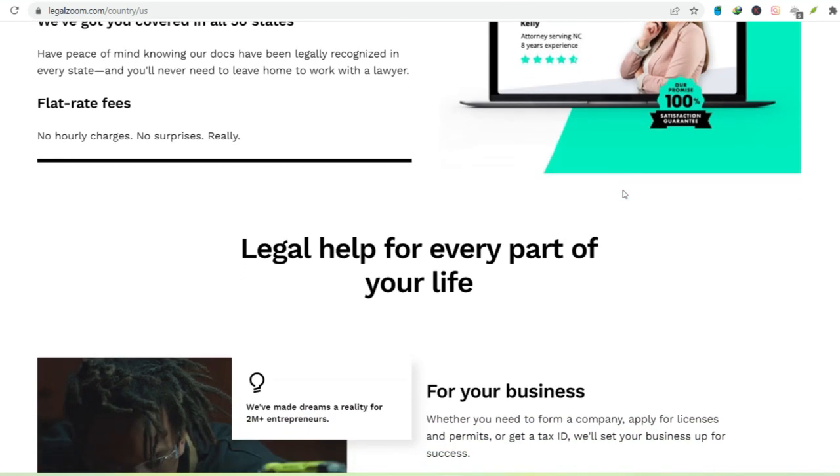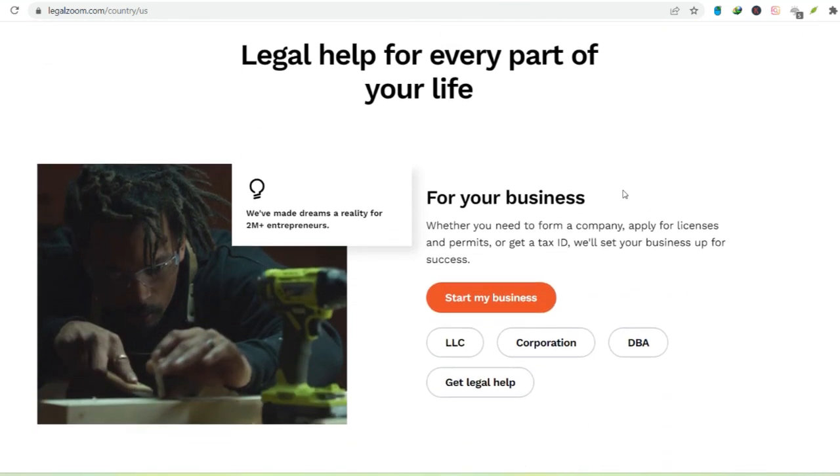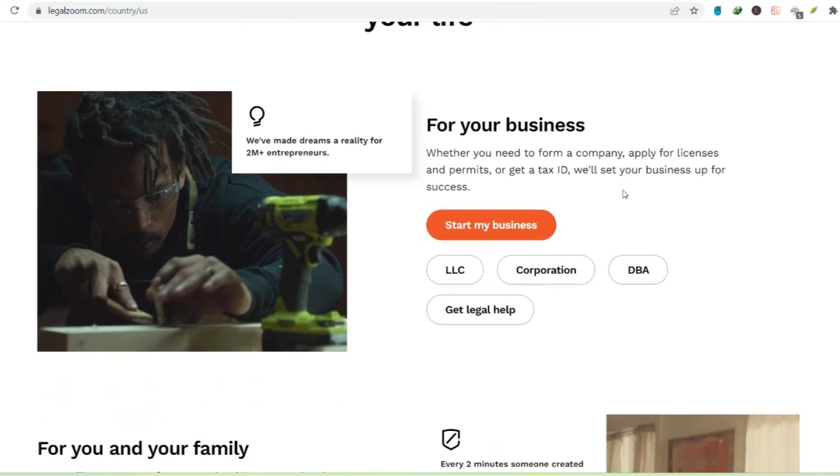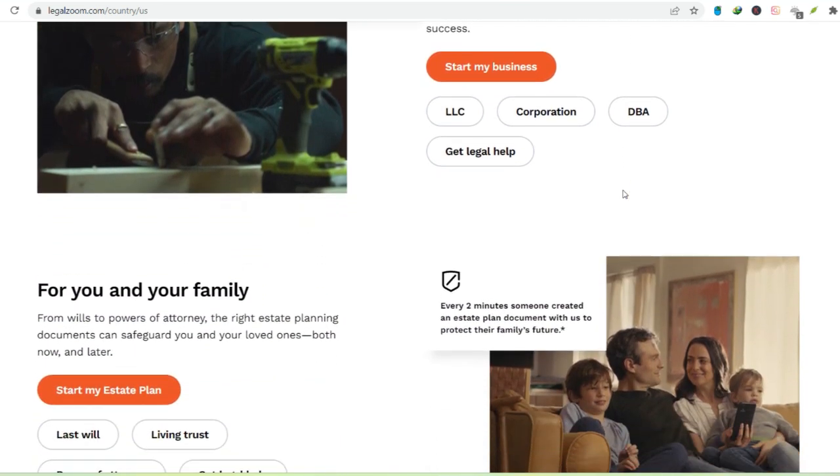Withdraw remaining funds. Ensure that you withdraw all remaining funds from your LegalZoom online banking account before finalizing the cancellation. Leaving a small balance may delay or complicate the process.